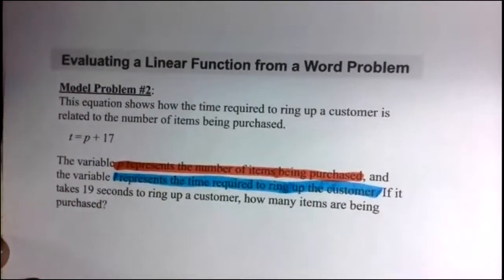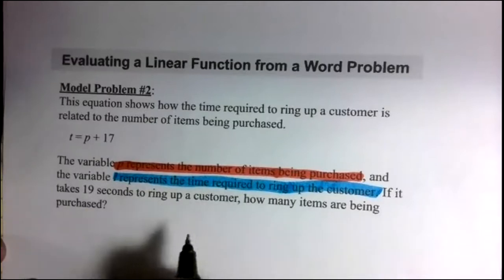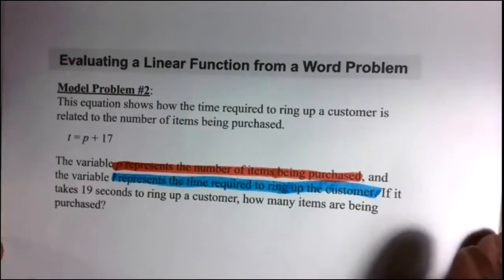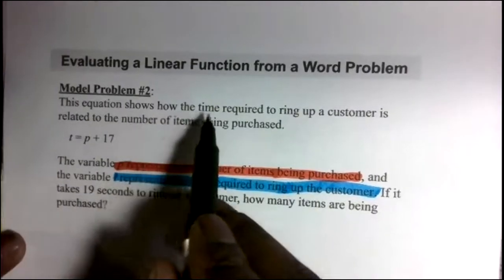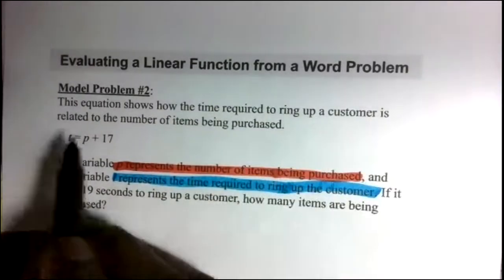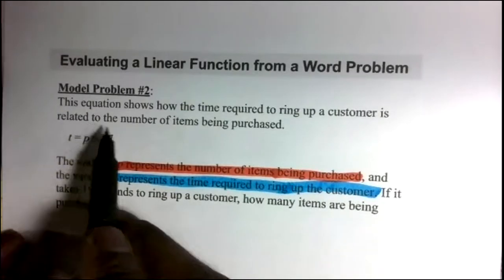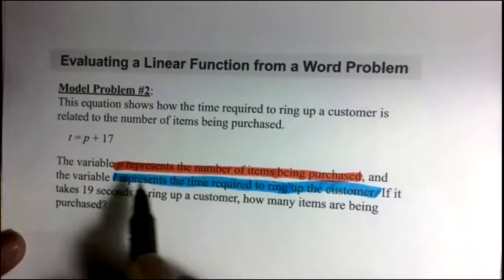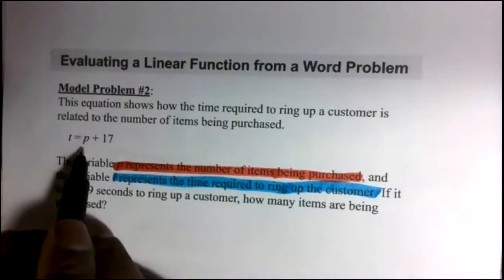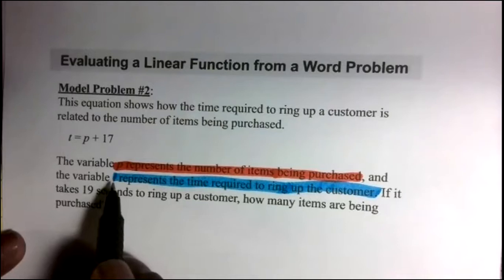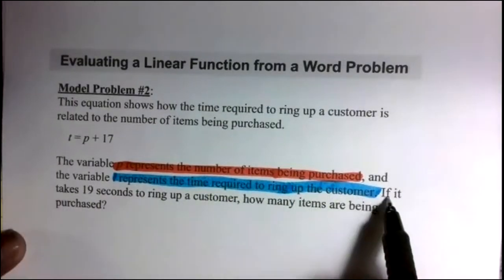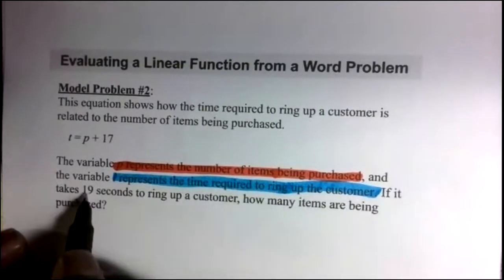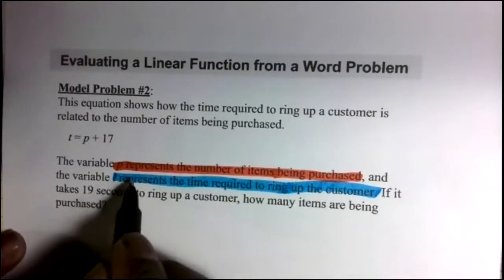Remember, you can always pause the video, go back, and go back and forth. Here it says the equation shows the time required to ring up a customer is related to the number of items being purchased. P represents the number of items purchased, and T represents the time required to ring up the customer. If it takes 19 seconds, seconds here represents T.